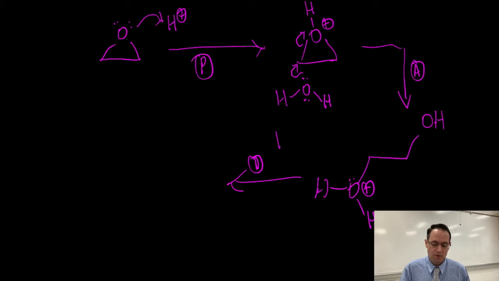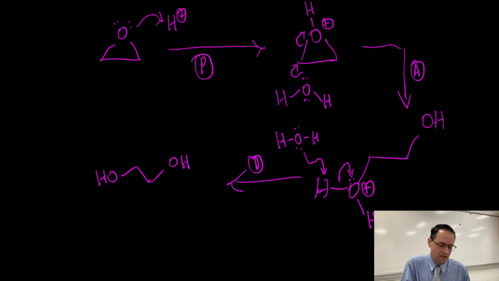Next, we have to deprotonate this oxygen atom, and we can do that with the solvent, okay, water. And that's going to give us, in this case, a diol, right? All right, so the first step is protonation. The second step is attack. Here we're showing water, it could be an alcohol. And the third step is going to be deprotonation.